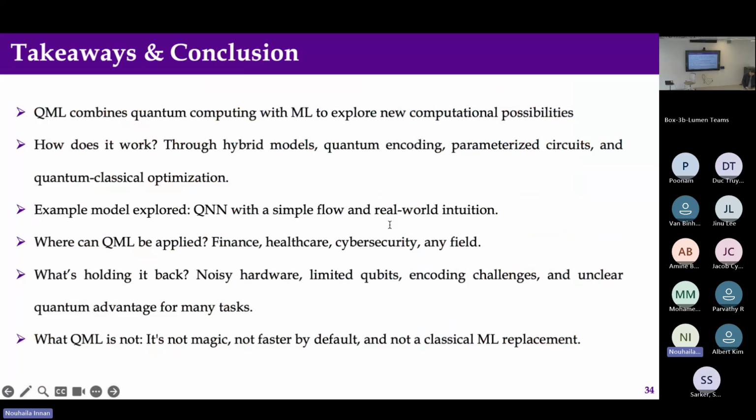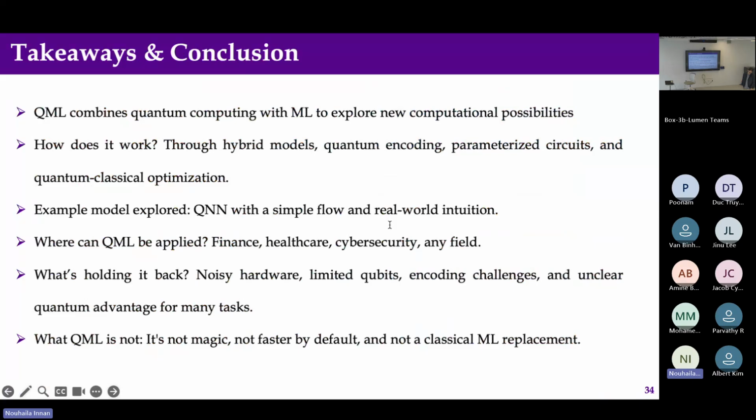If the aim is finding what is more suitable for quantum machine learning models, meaning finding the right problem, it's not easy, but this is itself an objective or a research direction. And what's holding us back? There is the noisy hardware, limited qubits, encoding challenges, and a lack of clear quantum advantages for many tasks. That sometimes leads us to the hype. Quantum machine learning can do this and this, but sometimes we need to know the limitations.